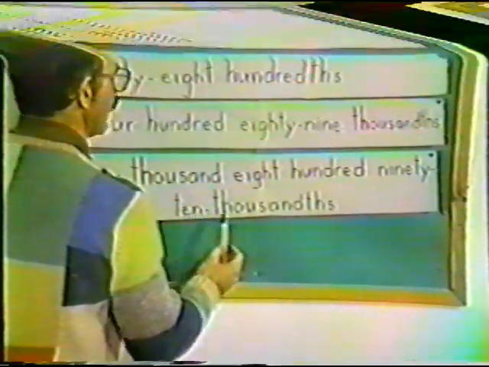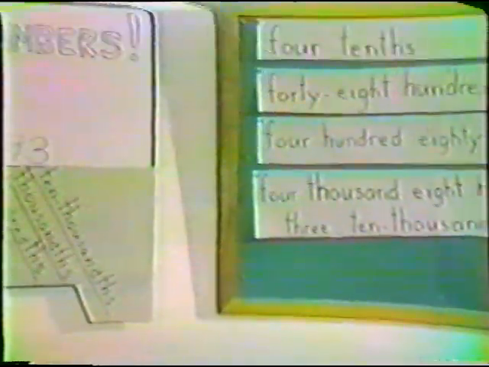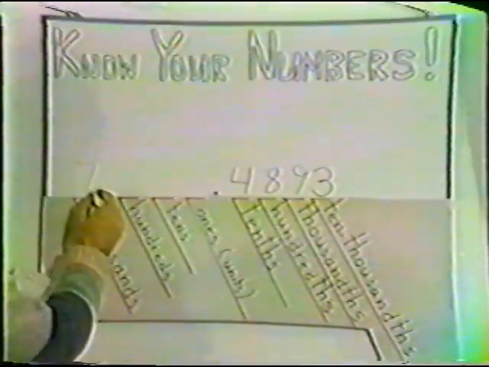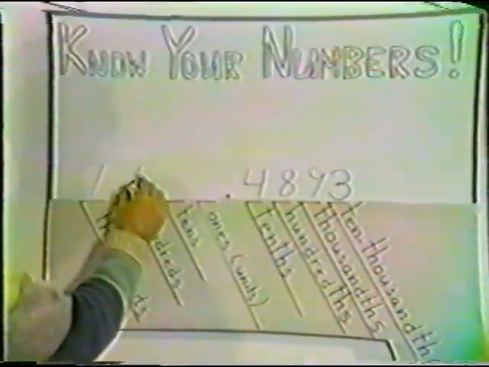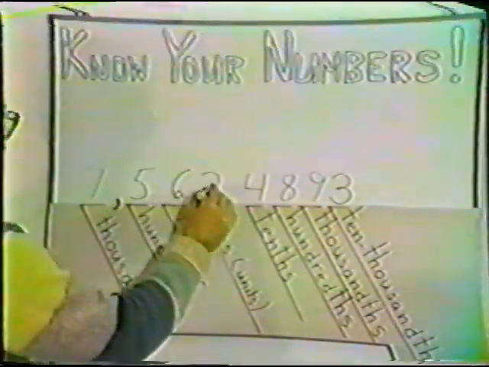4,893 10,000ths. Now I'm going to put some numbers on the other side of the decimal point. 7, 5, 6, 2.